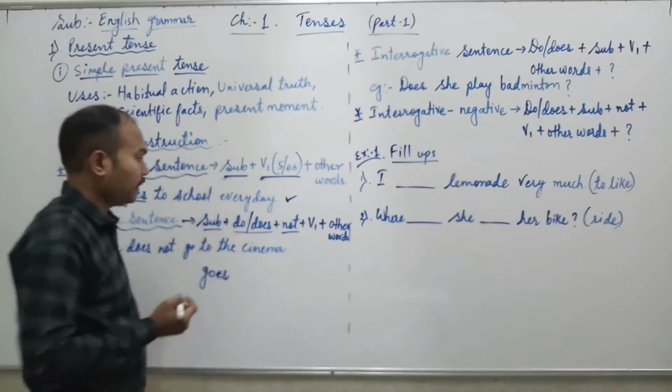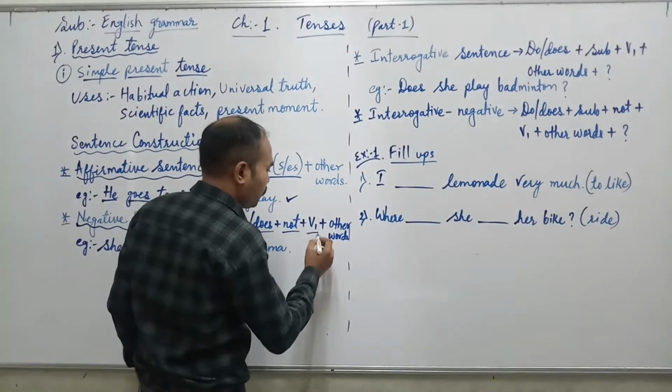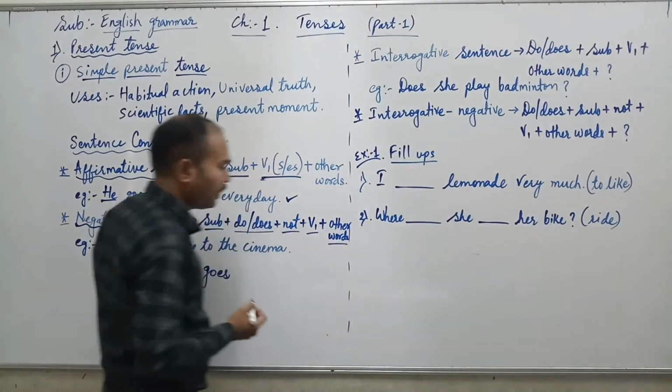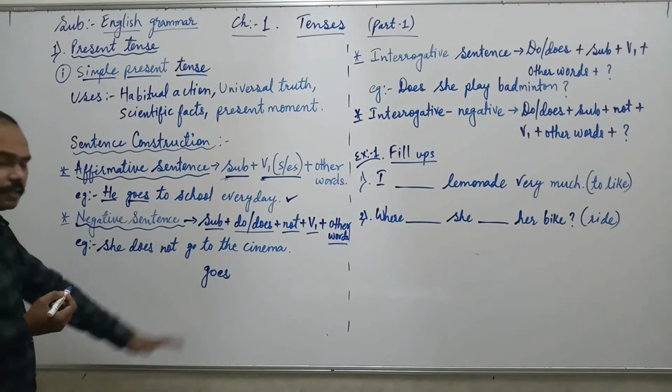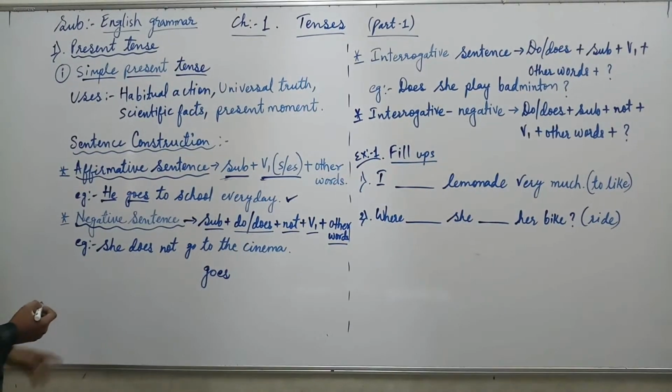To make a negative sentence, and then comes the verb first form, and finally the other words. Okay, these are the other words, and the sentence is completed. Let us see this with an example.